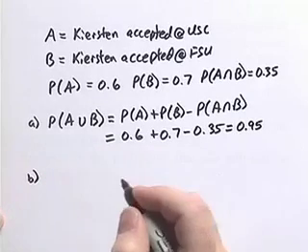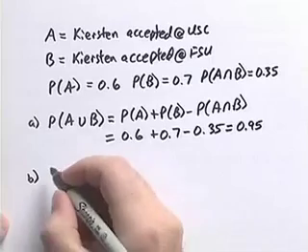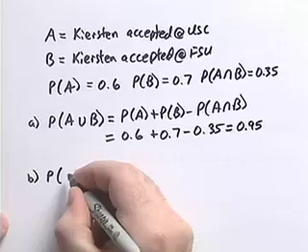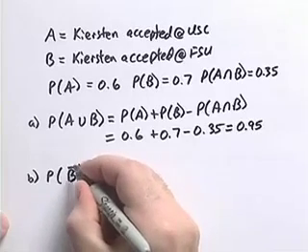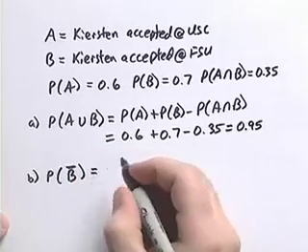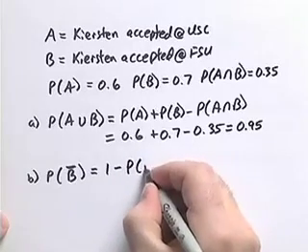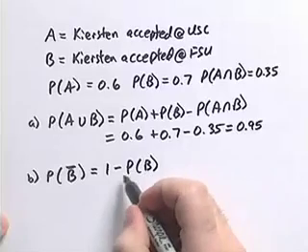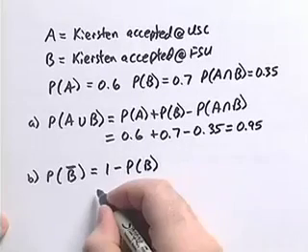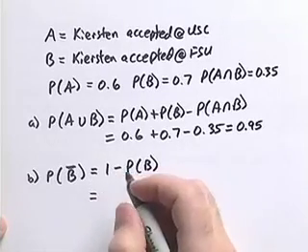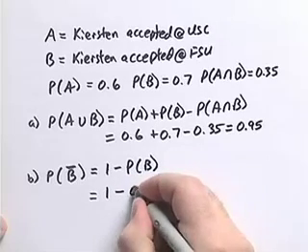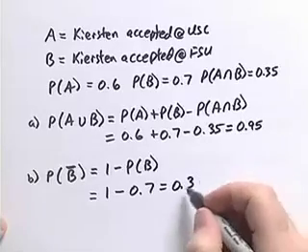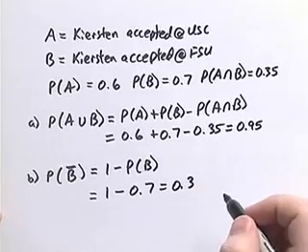For part B, we want to find the probability that Kirsten is not accepted at FSU. So we're looking for the probability of B complement. That's equal to 1 minus the probability of B. Since she's either accepted or she's not accepted, subtract the probability that she is accepted from 1 to get the probability that she's not accepted. This gives us 1 minus 0.7, which is equal to 0.3. So there's about a 30% chance that she will not be admitted to FSU.